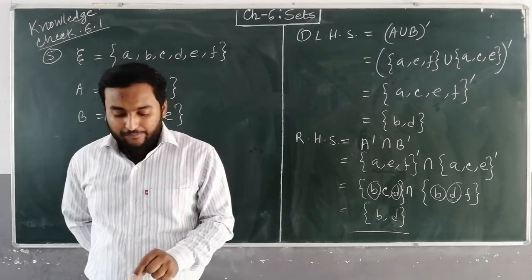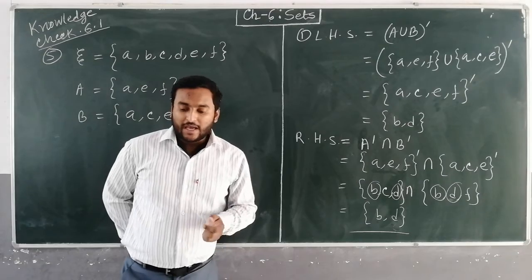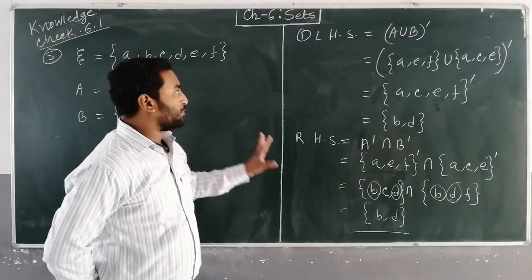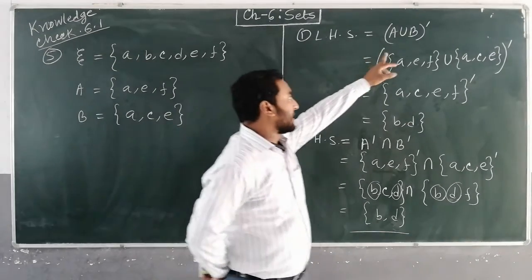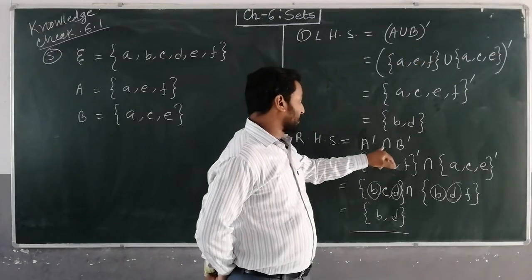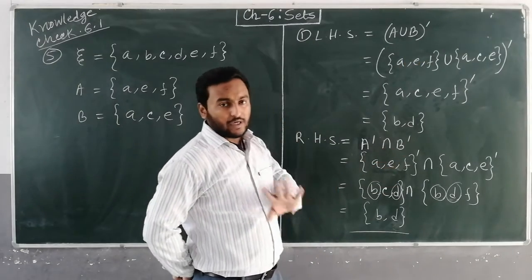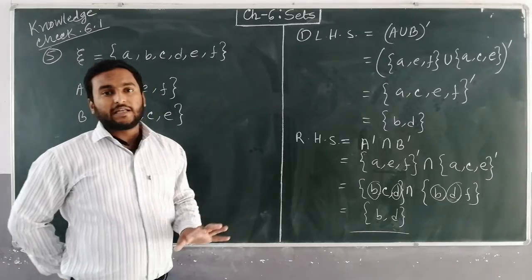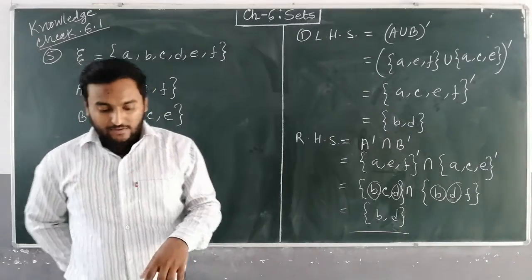Same like the first part, you will try to solve the second part. (A ∩ B) complement equals A complement ∪ B complement, that you have to prove, just like the previous one. In case of union there is intersection, in case of intersection there is union. Okay, but the method is exactly the same. So you can solve by yourself.